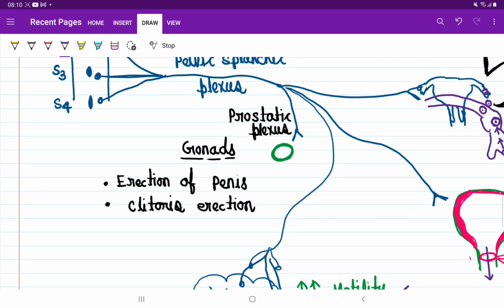Then through the pelvic plexus they supply the gonads. In males, they cause erection of the penis. They increase blood supply to the corpora cavernosa and corpus spongiosum of the penis, and cause erection. Fine. Sympathetic neural supply was causing ejaculation from the penis, while they cause erection. And they cause increased blood supply in the clitoris in the female.